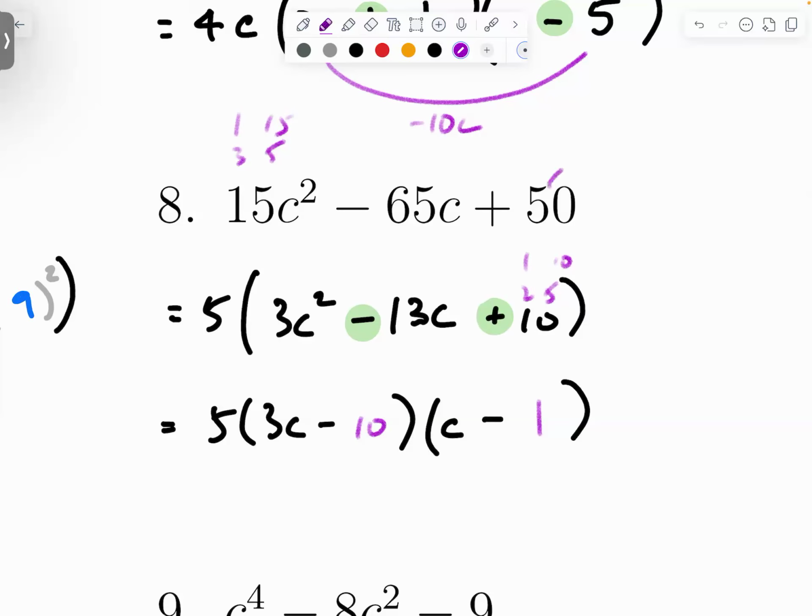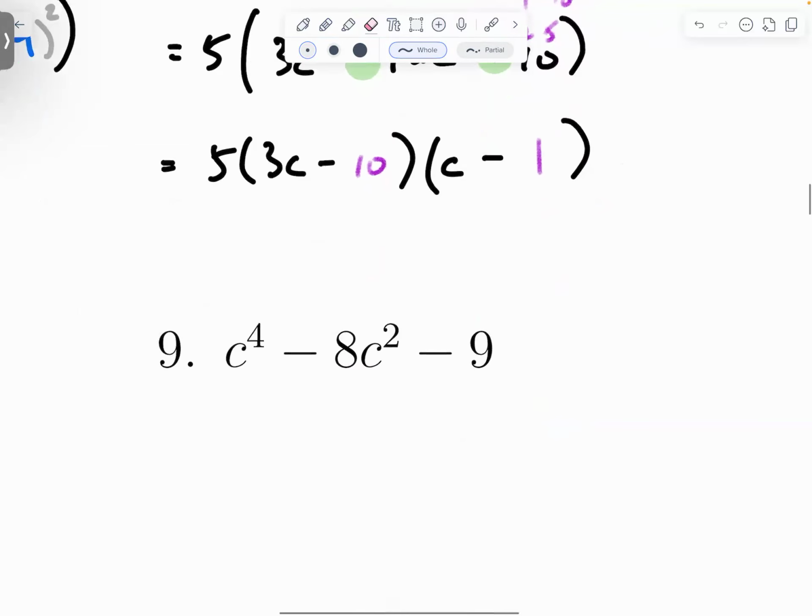Like 50, think about what? 1 times 50, 2 times 25, 5 times 10, right? It's disgusting. But when you factor out the 5 out of all 3 terms, you have much fewer combinations to consider, which is great. All right? Ooh, this one's a challenge. This one is a challenge. It's a good challenge. Okay.